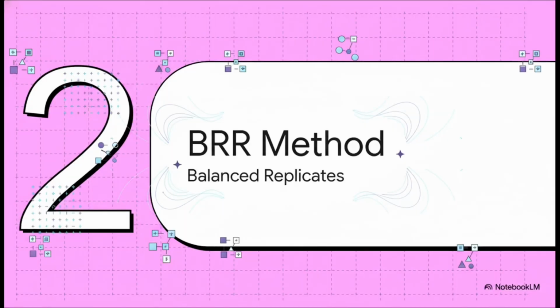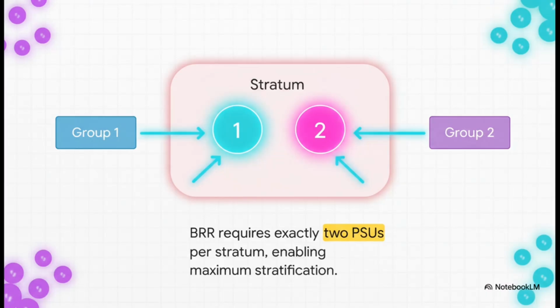Moving right along to Section 2, Balanced Repeated Replication, or BRR, this is such an elegant mathematical solution. You should know up front, BRR is a highly specialized tool. It has a strict structural restriction. It requires exactly 2 PSUs per stratum. Why 2? Well, 1 PSU simply isn't enough to calculate your within-stratum variance, and exactly 2 gives you the highest possible degree of stratification across the entire population.